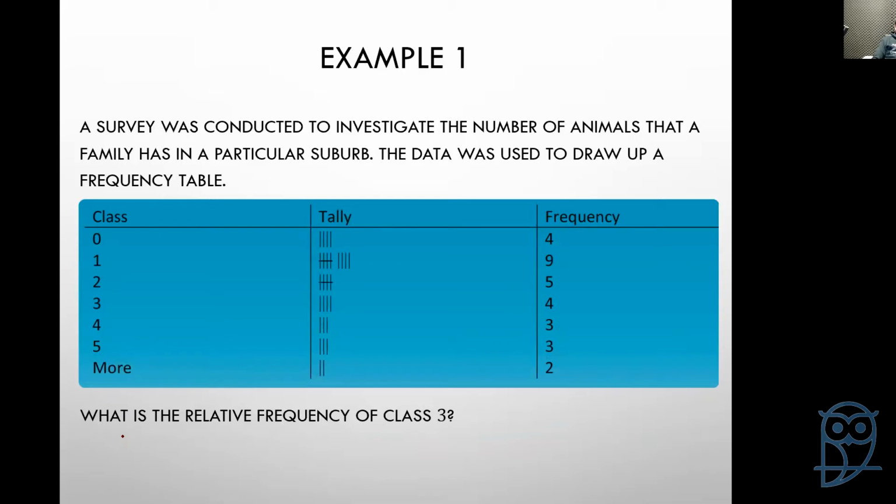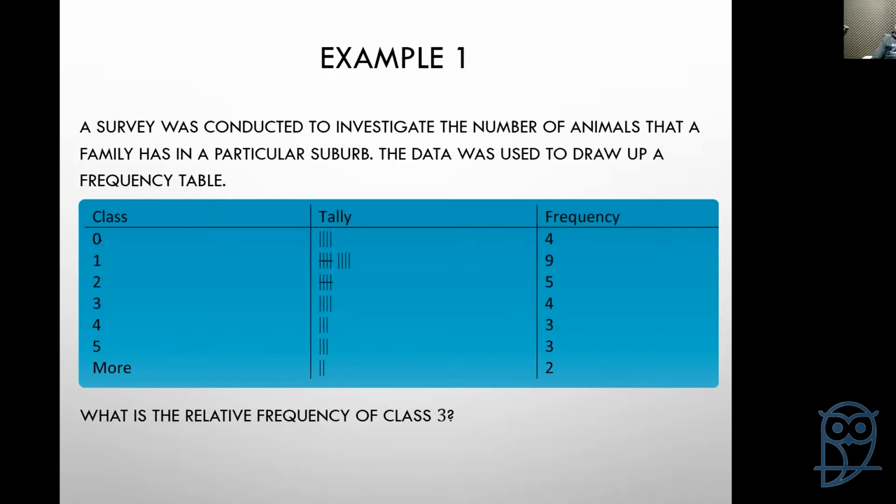So let's have a look at another example. A survey was conducted to investigate the number of animals that a family has in a particular suburb. Doesn't matter what suburb, you can choose the suburb. The data was used to draw up a frequency table. Now, you might be given, as I said, a tally side and a frequency side. You might only be given a tally side. You might only be given a frequency side. Most often, you will only be given the frequency side.